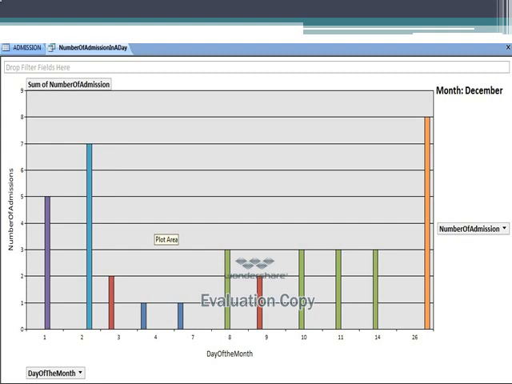In the month of December, on 1st of December, the number of admissions was 5. On 2nd, the number of admissions was 7. And likewise, you can see according to the date. On 26th of December, the number of admissions was around 8. So this gives the nursing manager how the trend is on a daily basis.